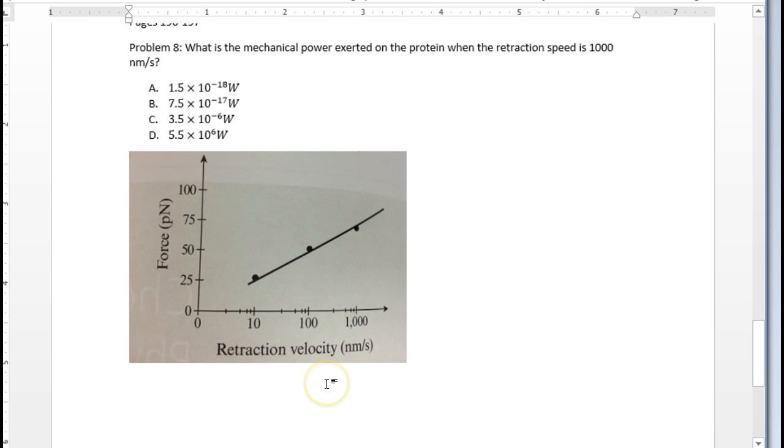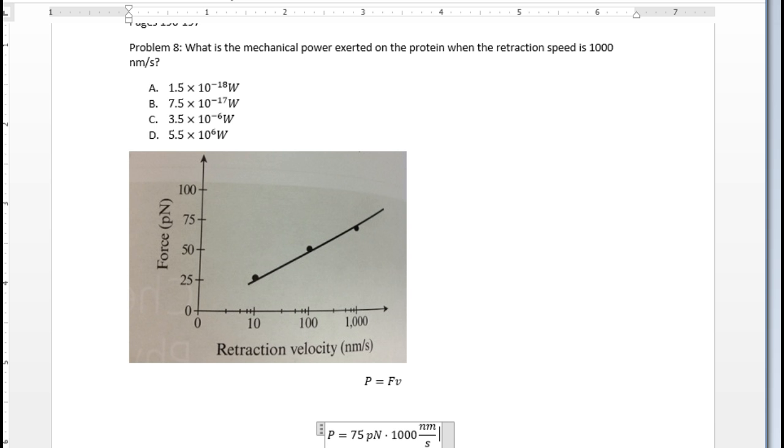75 piconewtons. Now, mechanical power is force times velocity, if you're at constant velocity. And so what we have here is power. What's the force? The force is 75 piconewtons, right? And we're going to be multiplying that times the velocity, which is 1,000 nanometers per second.